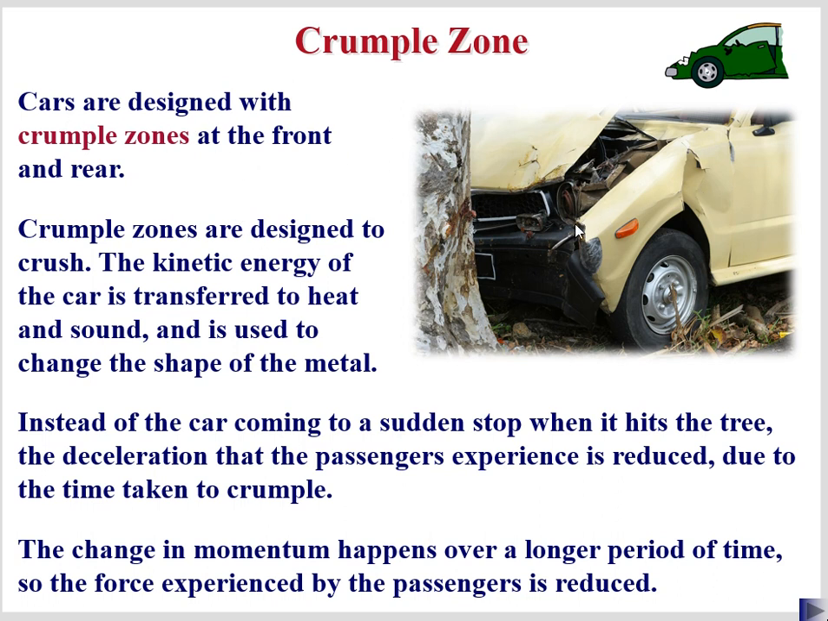Crumple zones are found at the front of a car, because the front is usually the first thing that's going to be potentially involved in a collision, and they're designed to crush. The kinetic energy of the car is transferred to heat and sound and is used to change the shape of the metal. Instead of the car coming to a sudden stop when it hits the tree, the deceleration that the passengers experience is reduced due to the time taken to crumple. The change in momentum happens over a longer period of time, so the force experienced by the passengers is reduced.